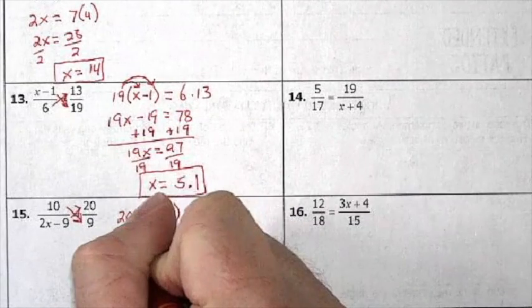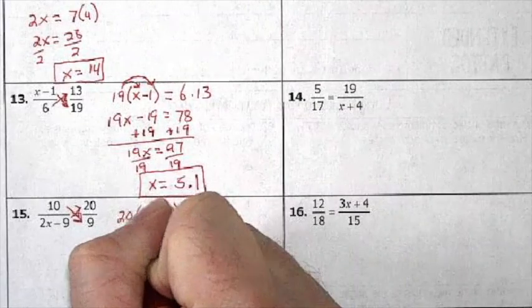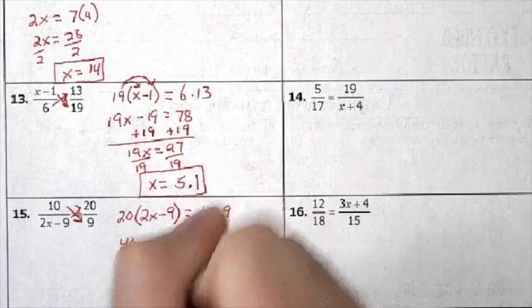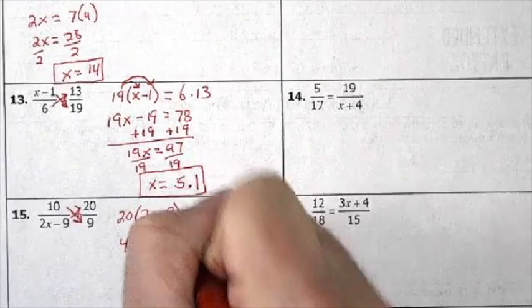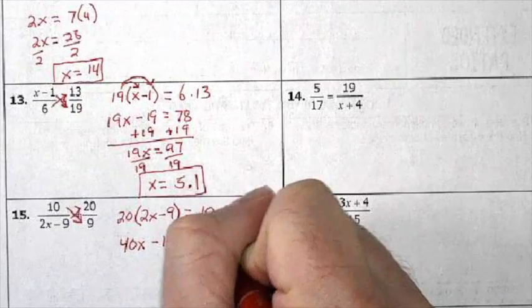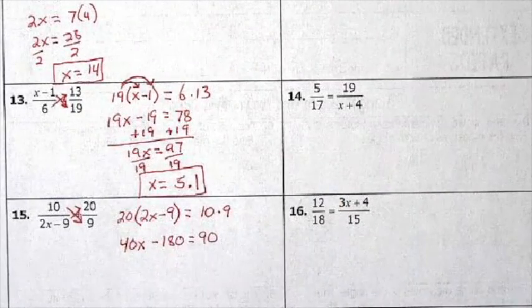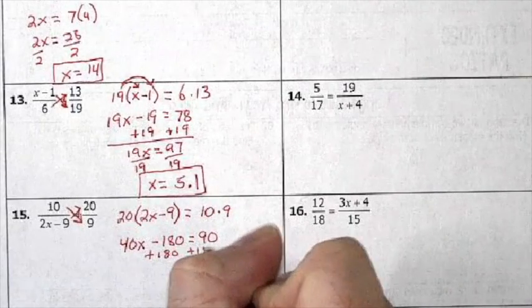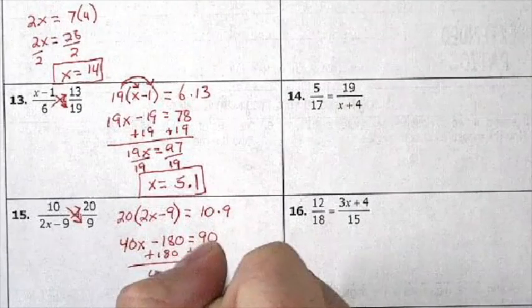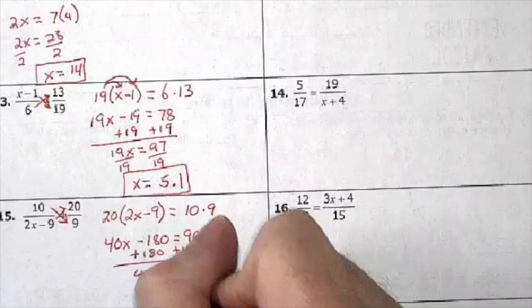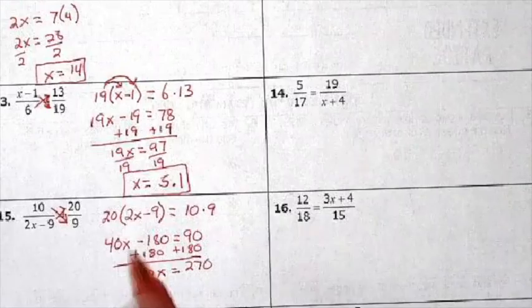I'm going to distribute the 20. So 20 times 2x is 40x. 20 times negative 9 is negative 180. And 10 times 9 is 90. If I want to continue solving this, I'm going to add 180 to both sides. And I'll have 40x is equal to 270.